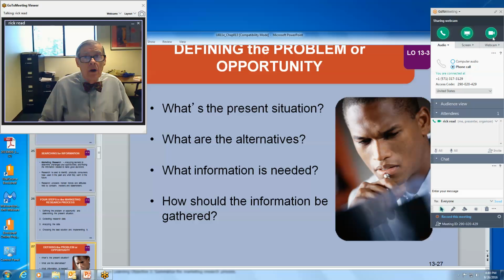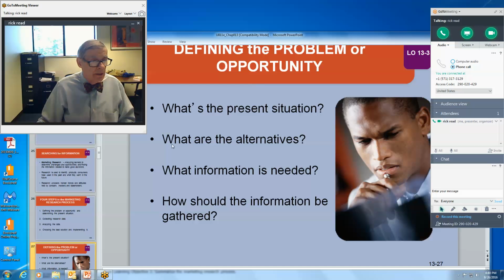So here we're going to go back to the 4 issues we talked about. Where are we today? Alternatives. What type of information do we need? Or let's talk about data. And then we're going to turn that into useful information. And then how are we going to get that?